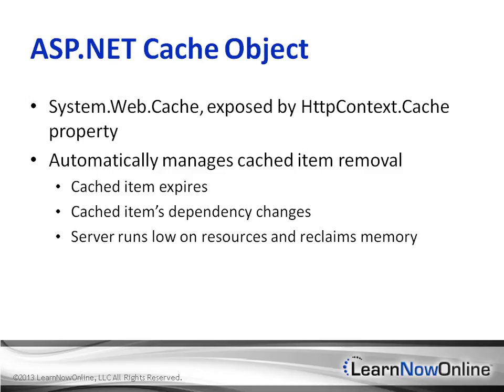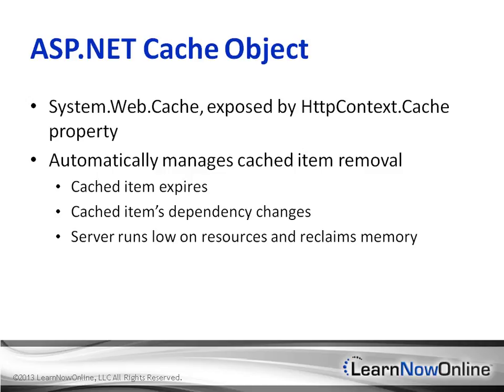And then finally, ASP.NET can also remove items when the server runs low on resources and has to reclaim memory. So keep in mind there's three different scenarios under which ASP.NET will automatically remove cached items. The process of removing items from the cache when it's running low on memory is called scavenging. Priority items for removal are those that haven't been accessed for a while, and those that are marked as low priority when you add them to the cache.